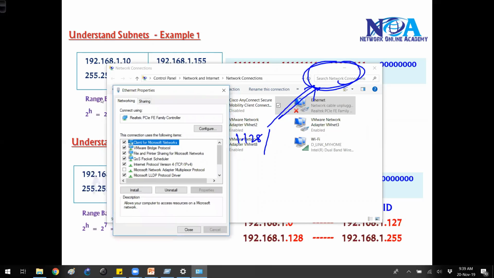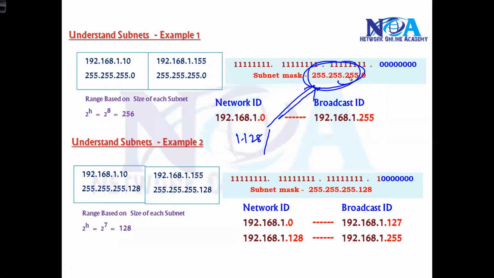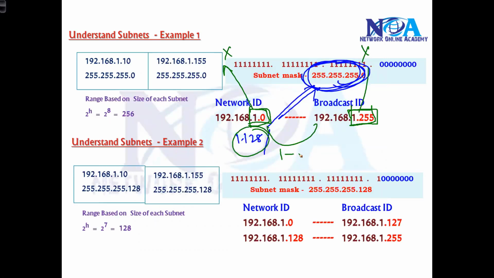Now why will it accept? Because according to the subnet mask of 255.255.255.0, the network ID is 1.0 and the broadcast ID is 1.255. This means these two addresses you cannot assign. Of the remaining addresses, anything from 1 to 254, we can assign.